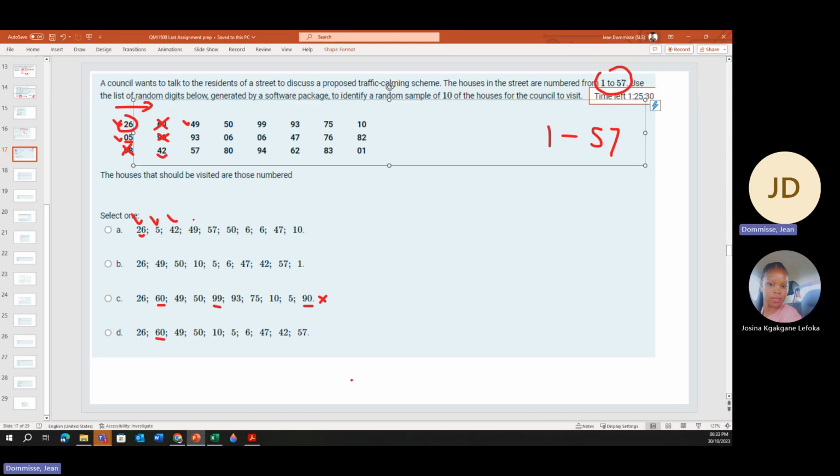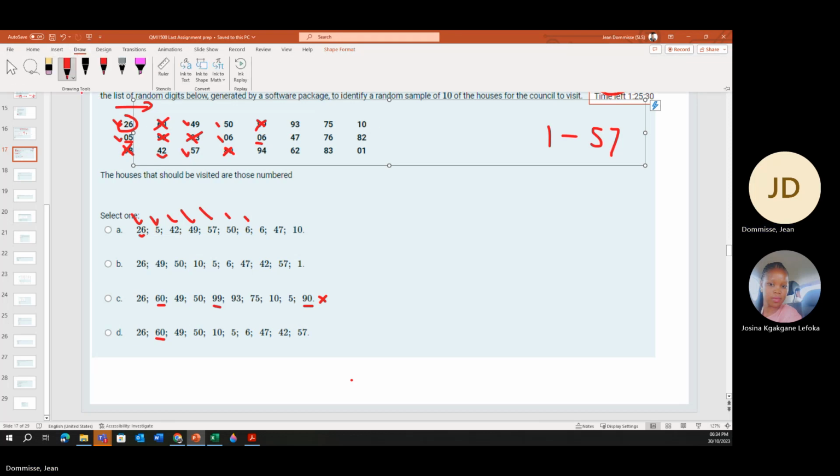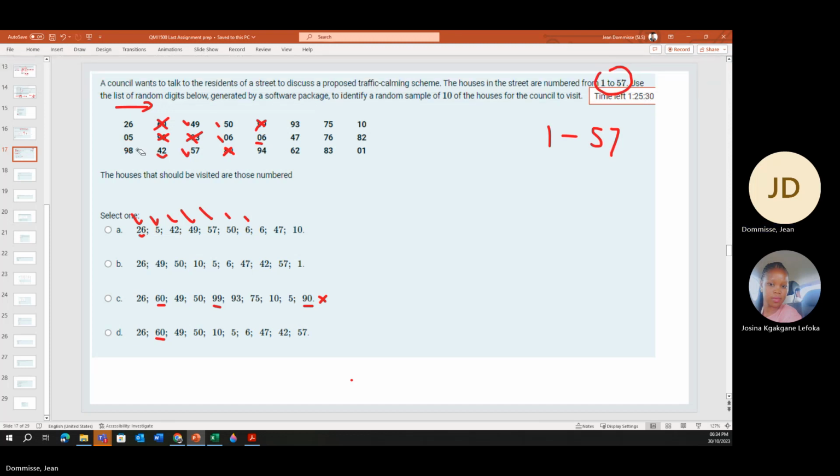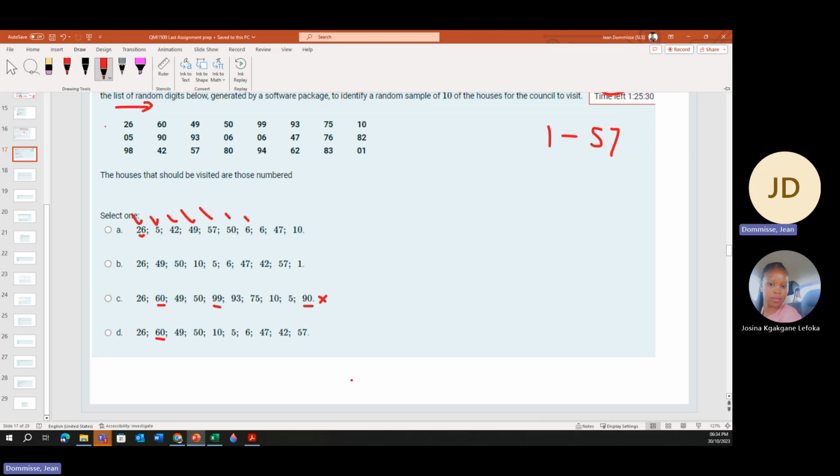Then 49, 93 can't be, 57, 56, 80 can't be, 99, but when you actually pick 6 again, which should not be. So is it when you do it that way around? This is very time consuming. And then let's do it that way around.